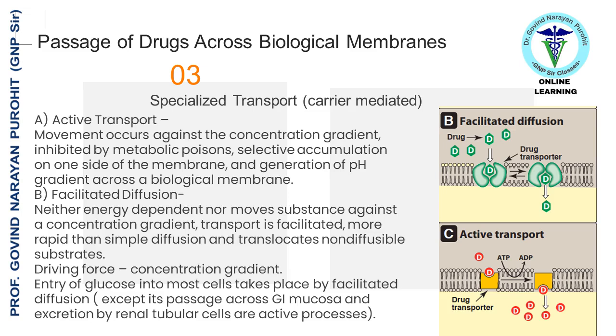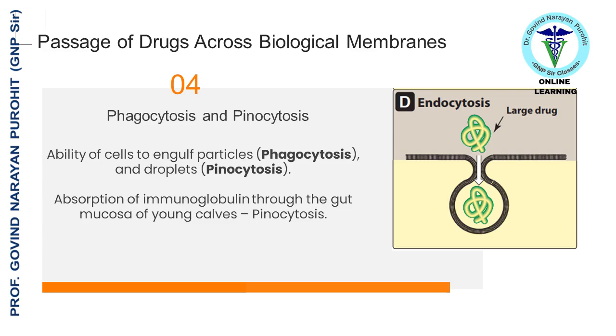Specialized carrier mediated transports are of 2 types: active transport and facilitated transport, both of which are shown in the figures and explained in the text. The driving force in these types of transport is the concentration gradient. The ability to engulf drug particles is called phagocytosis and the absorption of droplets is called pinocytosis. The absorption of immunoglobulin through the gut mucosa of young calves occurs by pinocytosis.